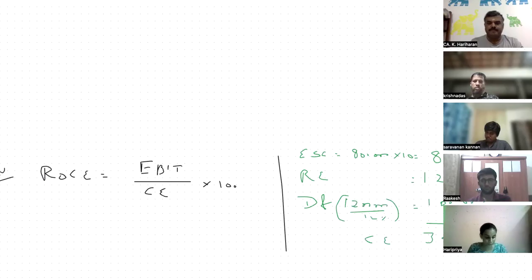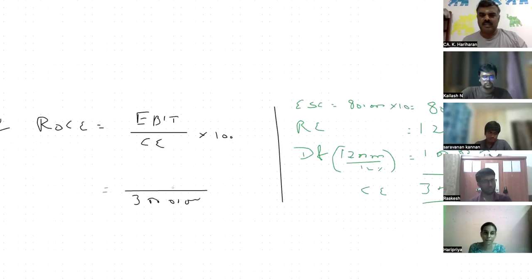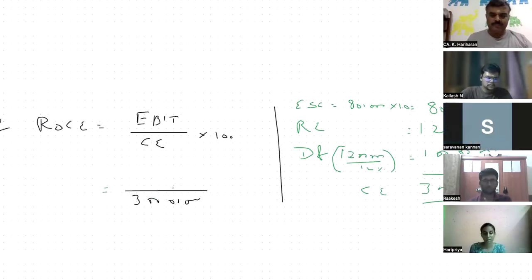EBIT. How much? 52 lakhs. EBIT 52 lakhs is given in this question itself. Yes, sir. Profit before interest and tax, 52 lakhs. So return on capital employed comes to 17.33%.